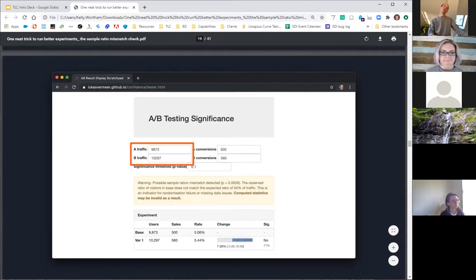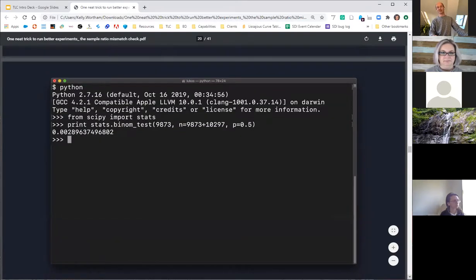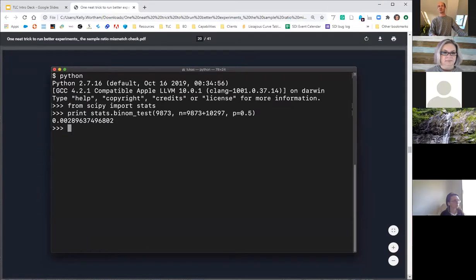If you wanted to do this in Python, it's a two-liner: you import the library first, and then it's a one-liner where you use a method called binom test. This is one way to do it. I'm sure Matt on the call has a billion ways to do this, and I'm probably doing it wrong, but this one works.